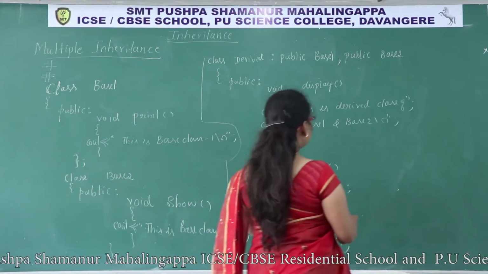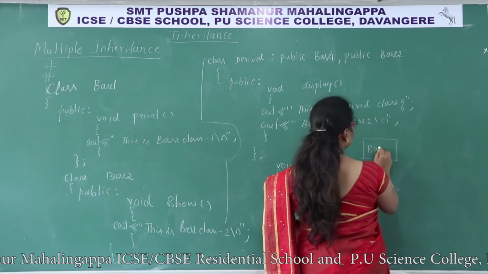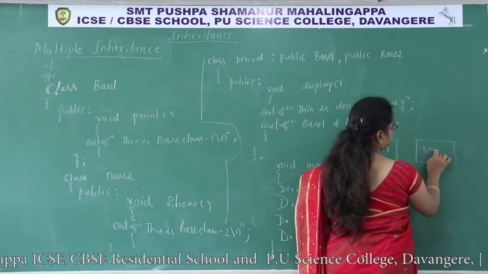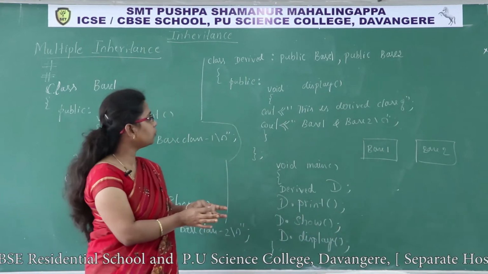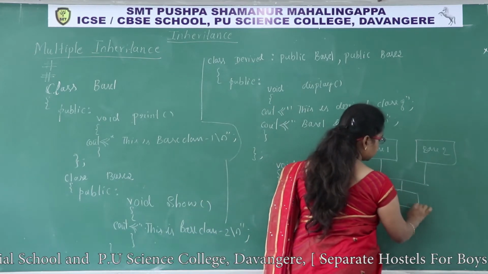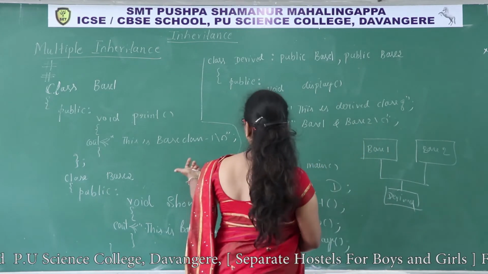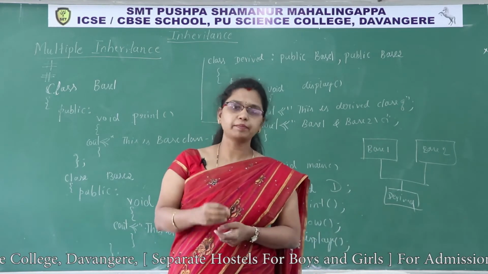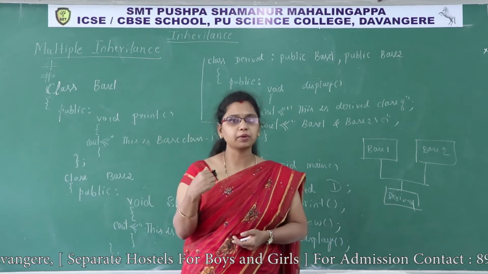See here, the pictorial representation would be like this. This is the base 1 class, and another class, base 2. From these 2 classes we have inherited one more class, that is the derived class. What are the member functions of the base class? What are the members? Members are nothing but both data members and member functions. In this example I have taken only member functions. I did not take any data member there.